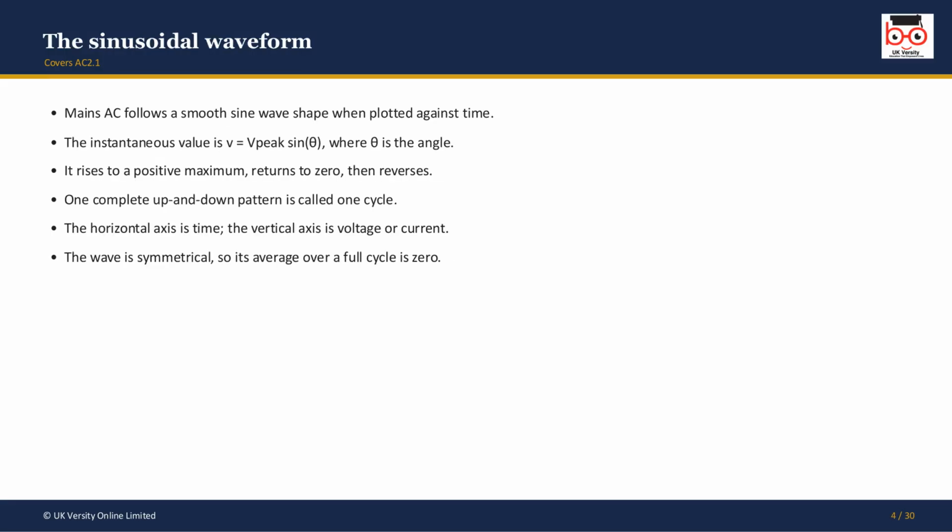Mains AC traces out a smooth sine wave when you plot it against time. At any instant, the voltage is given by the peak voltage times the sine of the angle theta. It climbs to a positive maximum, falls back through zero, then swings negative before repeating, and one full up and down pattern is called a cycle. With time along the bottom and voltage up the side, the wave is perfectly symmetrical, so its average over a whole cycle works out to zero.